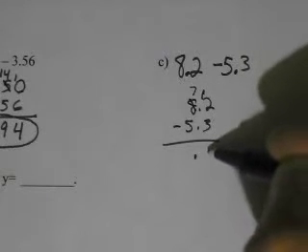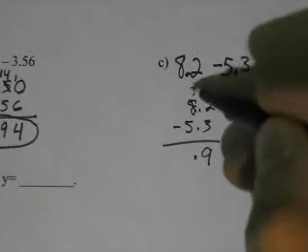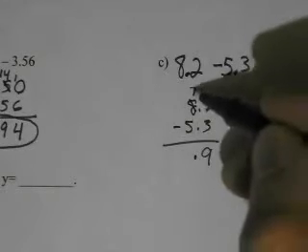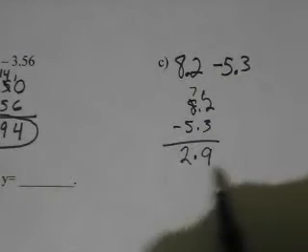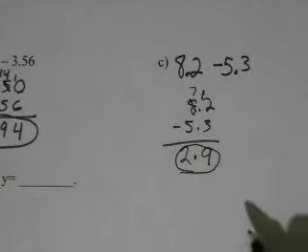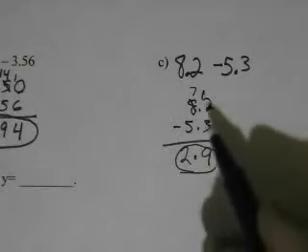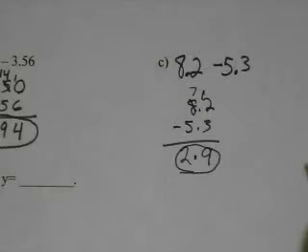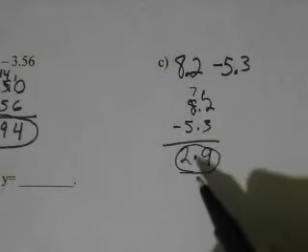So 12 take away 3 is 9. 7 take away 5 is 2. So we got an answer of 2.9. That is the difference when we subtract these two numbers. And again, your decimals are lined up.